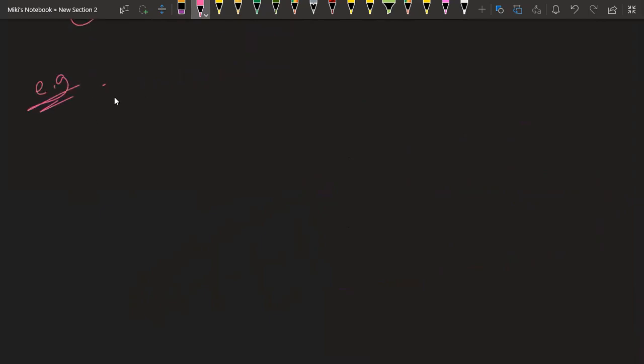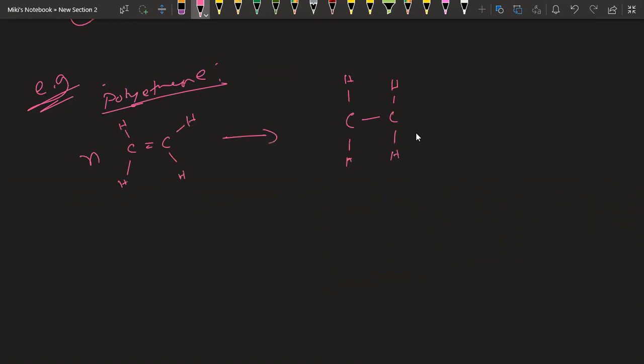As I have mentioned already, polythene. How does polythene actually look? Polythene has, let's say, n number of such monomers. So we have n number of C double bond C with these hydrogens. This is our ethene molecule, and when it polymerizes, it forms such a type of molecule having hands free. Their hands became free from the double bond.